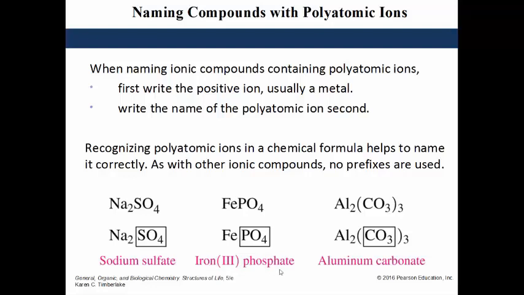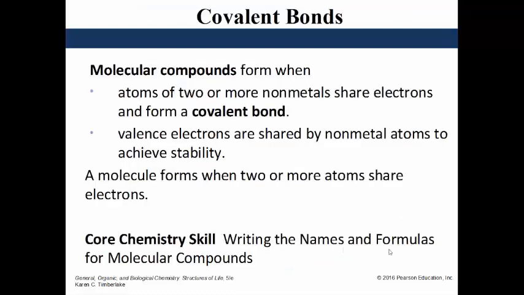Iron 3 phosphate. The last one, Al2, and then CO3 in parentheses with the subscript 3. Aluminum would be the metal part of the name, the positively charged ion, so Al2. And the CO3 is carbonate. You need to have 3 of these to balance out with the positive charges of aluminum. So aluminum carbonate. Right, now we'll talk a little bit more about covalent bonds.